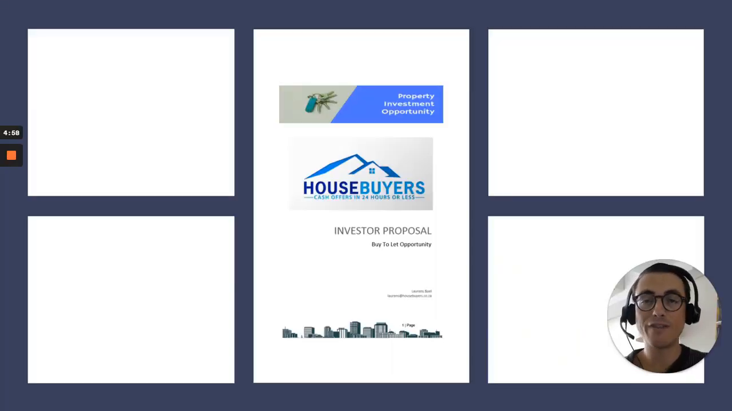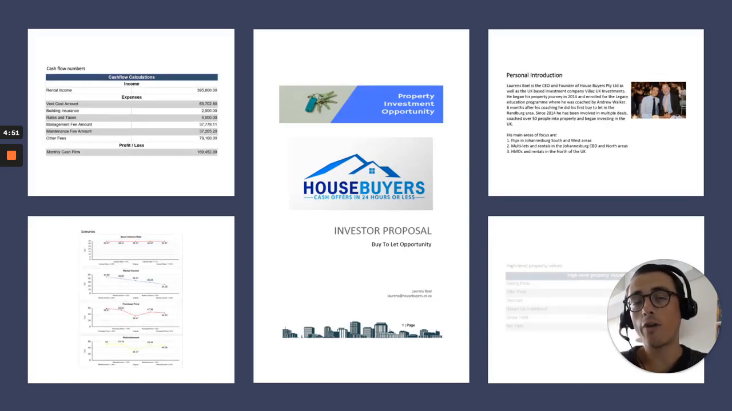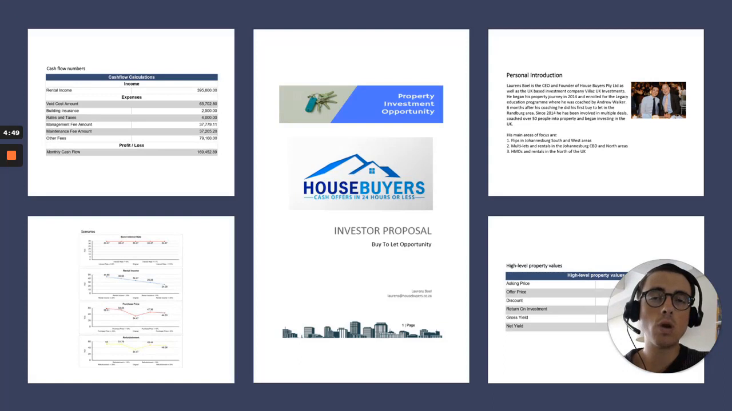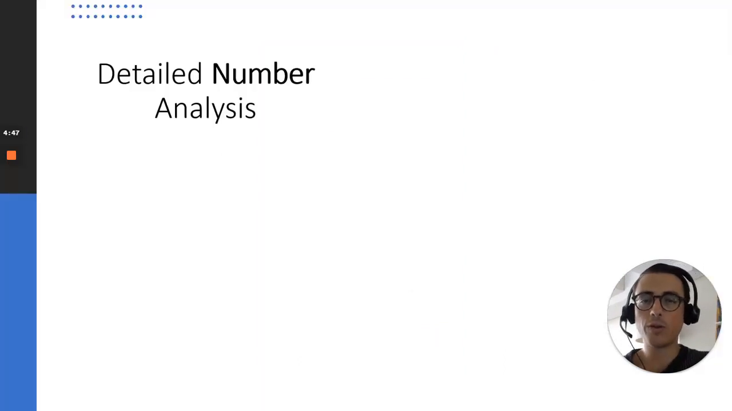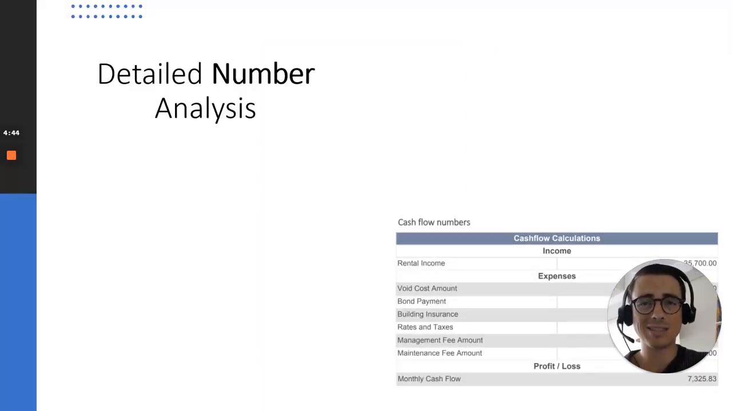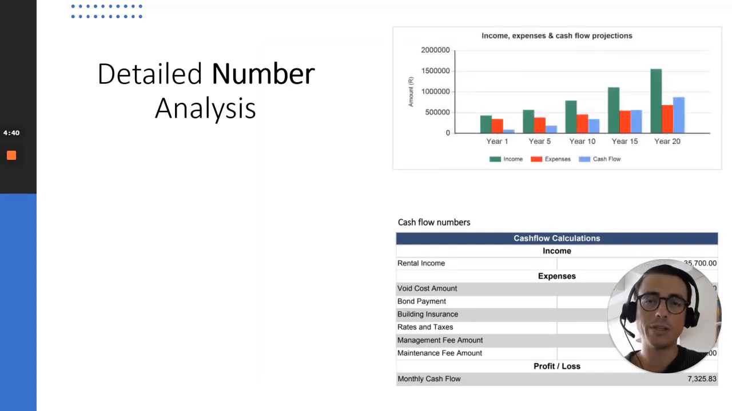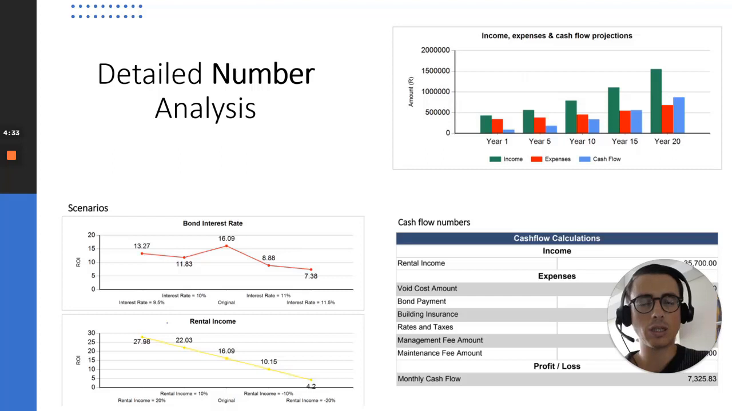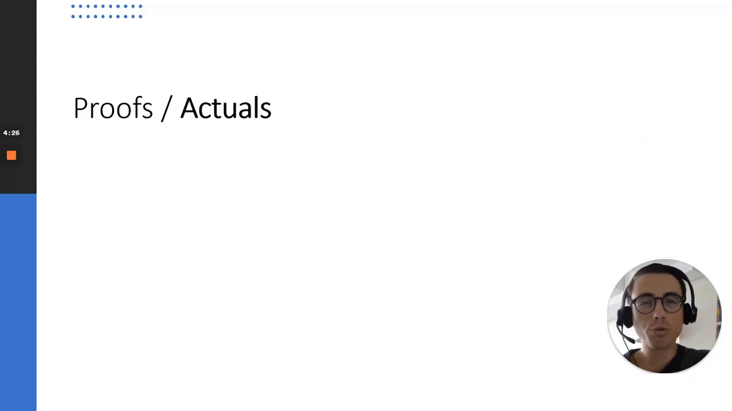Before we get into the live proposal, let me just give you some tips and techniques on how you can define the perfect investor proposal. Now, for me, there are 4 key elements that make up a really solid investor proposal. The first is you need to have a detailed number analysis. You need to include things around your cash flow or the expected profit of the deal. Do some projections of what it could look like in 1, 5, 10, 20 years time, and also do some stress testing. If the bond interest rate were to change or if the vacancy period was higher, how would that affect the numbers?